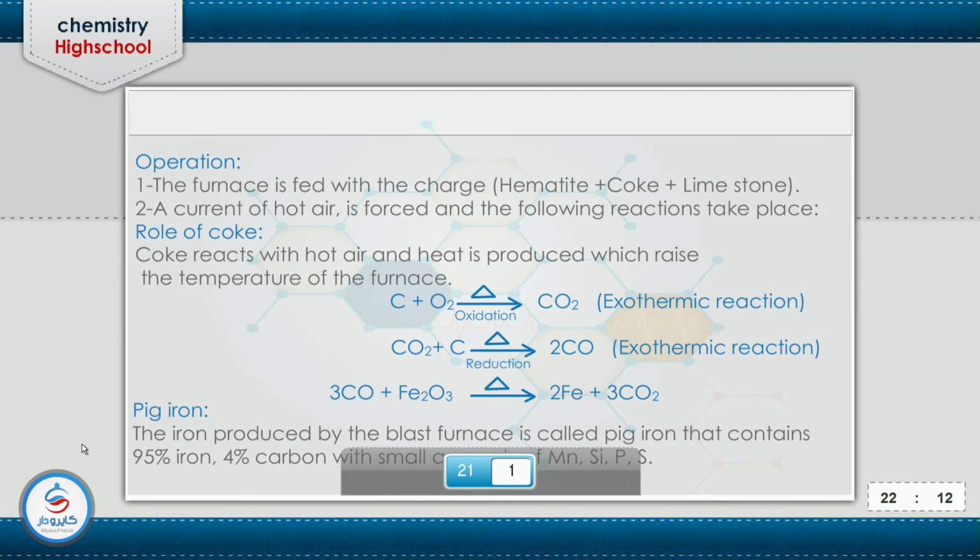The iron produced by the blast furnace, the high furnace, is called pig iron, which contains about 95% of iron and 4% carbon, with small amounts of manganese, silicon, phosphorus, and sulfur.